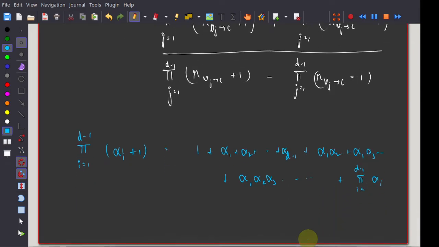Right? So for example, if I took d minus 1 equal to 3, then this would be alpha 1 plus 1 times alpha 2 plus 1 times alpha 3 plus 1, which gives 1 plus alpha 1 plus alpha 2 plus alpha 3 plus alpha 1 alpha 2 plus alpha 1 alpha 3 plus alpha 2 alpha 3 plus alpha 1 alpha 2 alpha 3.